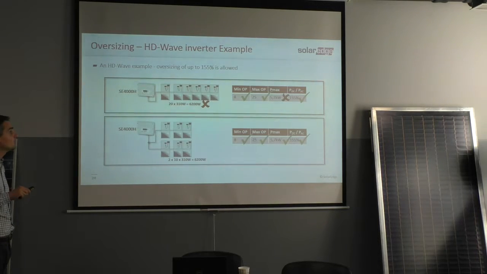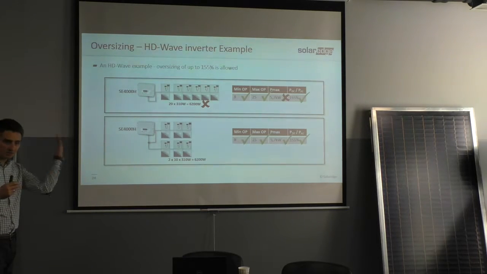So for a one-phase inverter, we give you an opportunity to oversize to 155%. So for a 5 kW one-phase inverter, you can connect even more than 7.5 kilowatts, up to about 7.5 kW. For three-phase inverters, the maximum is 135%. So to a 10 kW inverter, you can connect a maximum of 13.5 kW.